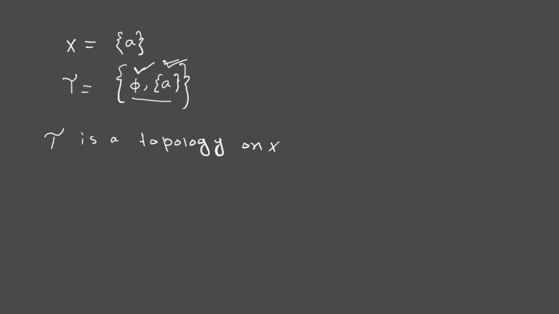Now I'm changing the example a little bit. We'll take another example: X is a non-empty set which contains two elements, the first element A and the second element B. And tau is the collection which contains subsets of X. So what are the subsets of X over here? I am taking tau1, which is phi and X.